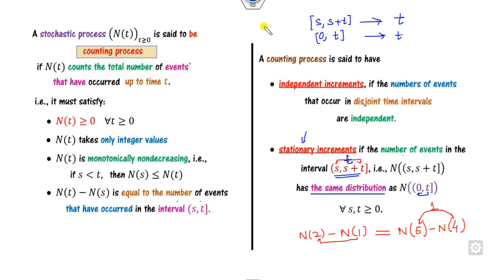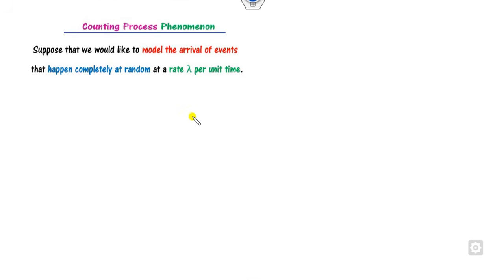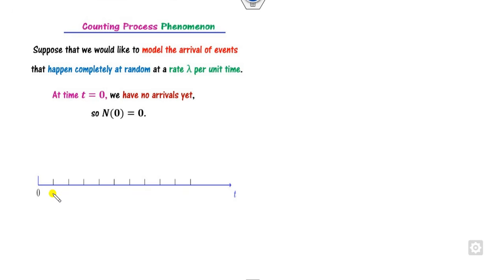Now in order to understand this counting process, we will look at the phenomenon. There are many ways you can define this counting process, so let's take a very simple example. Suppose we would like to model the number of events that happen completely at random at rate lambda. This is sometimes called the intensity or the rate of arrival. If we start at time 0, we consider there is no arrival at the initial step, so N(0) is 0.